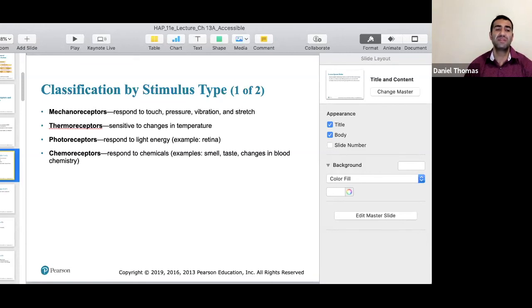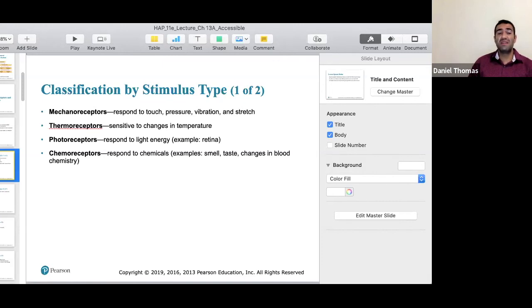Thermoreceptors actually detect changes in temperature. And believe it or not, there are actually two types of thermoreceptors. One is going to detect heat, and the other is going to detect cold. So you actually have two sets of thermoreceptors that each detect either heat or cold. Photoreceptors respond to light energy, and, sorry, not going to mince words, anything outside the eyes is probably not going to have a photoreceptor. So these are found in your eyes, especially the retina. Next is chemoreceptors.